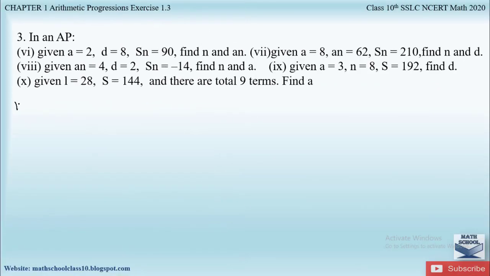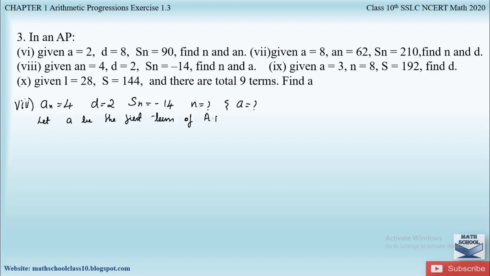So let us solve the eighth part of question number 3, where the nth term an is given as 4, d is given, the sum minus 14 is given, and they're asking us to determine n and the first term a. So let us write down, let a be the first term of the AP. We are writing this because the first term is not given. So let us apply the nth term formula. Since the nth term is given, an is equal to a plus n minus 1 into d.